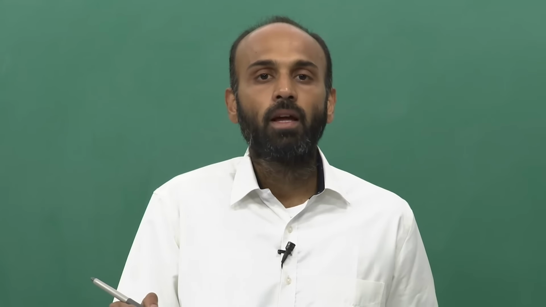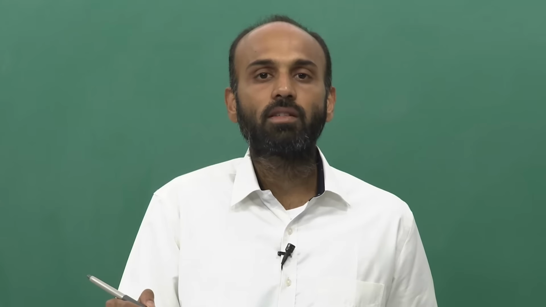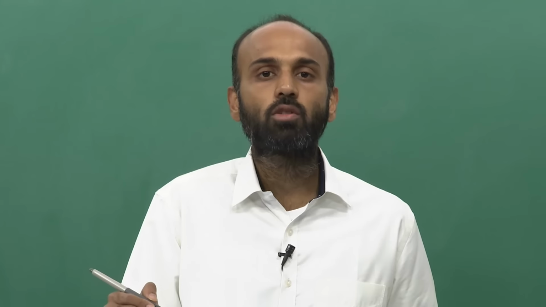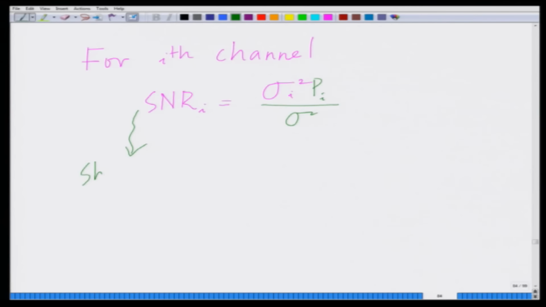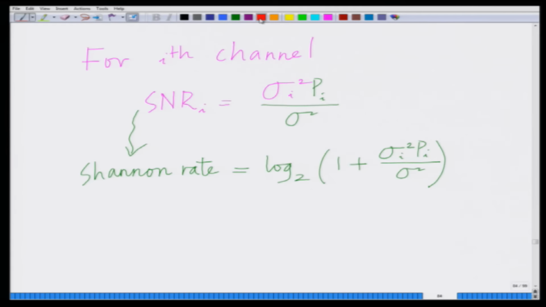of the ith channel. And we know from the formula for the Shannon capacity that the Shannon capacity is given as log to the base 2 of 1 plus the SNR. Therefore, the Shannon capacity of this channel, the Shannon rate, let us call it the Shannon rate of this channel equals log 2 of 1 plus sigma I square Pi divided by sigma square. Remember, we have how many such channels? We have T such channels. We have I equals 1, 2, up to T. We have T such channels.